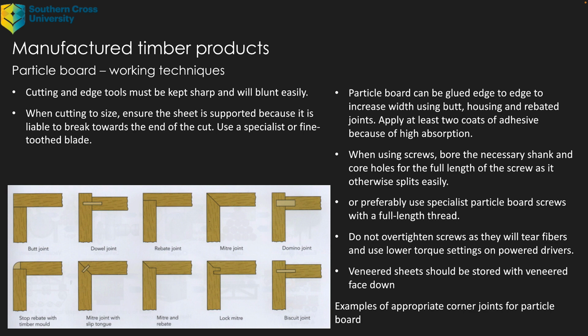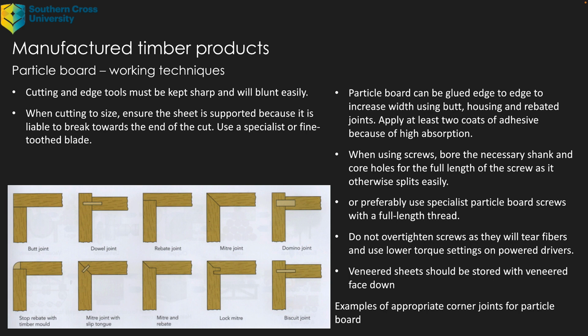Working techniques. Cutting and edge tools must be kept sharp and will blunt easily. When you're cutting to size, ensure the sheet is supported because it is liable to break towards the end of the cut. Also use a specialist blade, so you can get specialist particle board blades or a fine tooth blade. And you can see down below there, if you're making carcasses out of particle board, here are some different joining techniques.